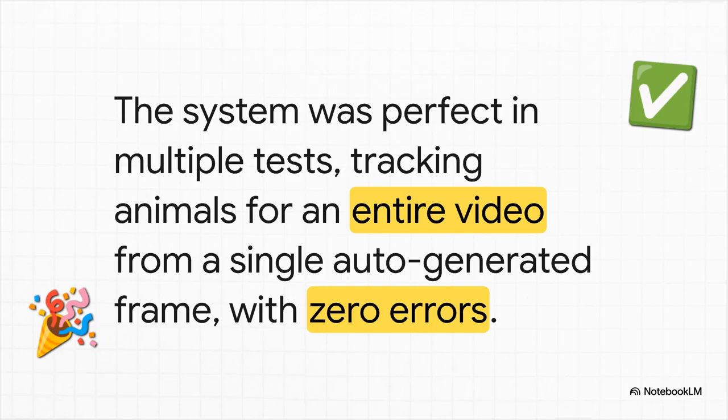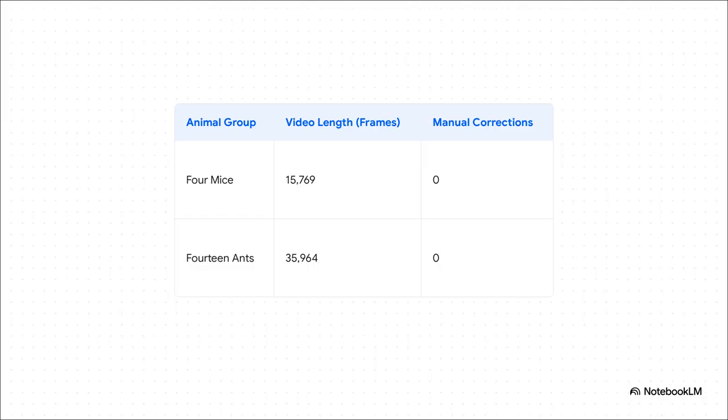In a bunch of different tests with different animals, the system was perfect. Literally perfect. It automatically identified the animals in the very first frame and then tracked them through the entire video without a single mistake. Let's look at the actual data, because it's wild. They took a 10-minute video of 4 mice running around that's over 15,000 frames. The number of times a human had to step in and fix an error? 0. A big fat 0.